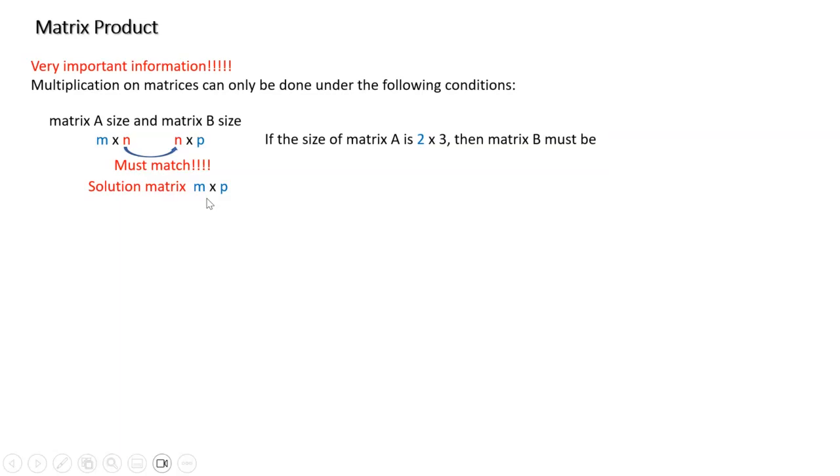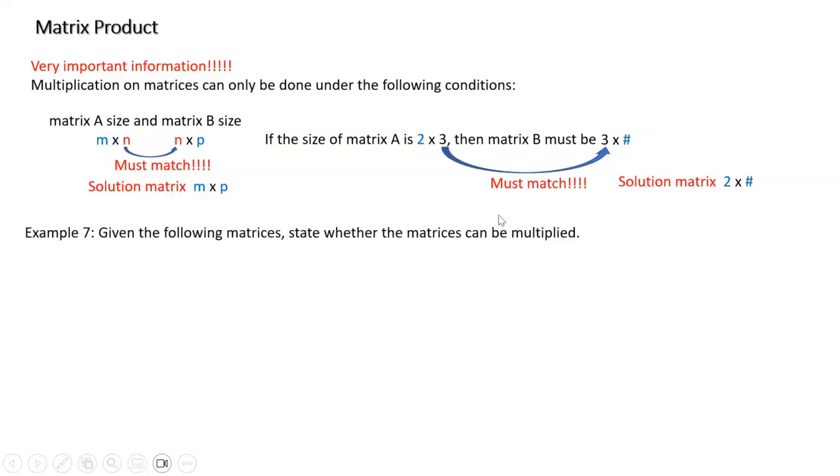Okay, now, there's a question. If the size of matrix A is 2 by 3, then matrix B must be what? It has to be a 3 by something, right? Because the two in the middle numbers have to match. So it has to be a 3 by something matrix. And the answer will be a 2 by whatever the number is over here on the right. Again, the two in the middle must match for you to be able to do the operation of multiplication. And the size of the answer matrix will be the outer numbers.